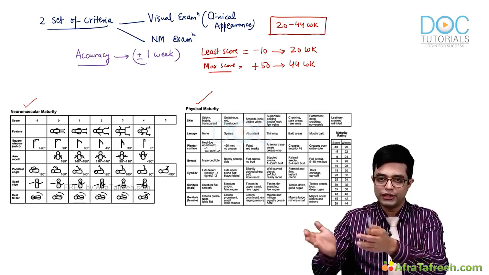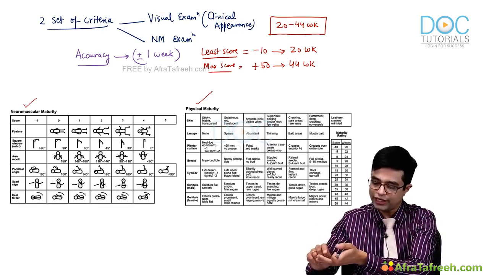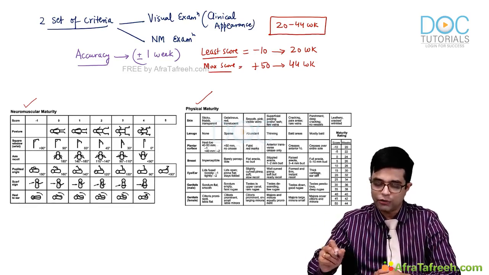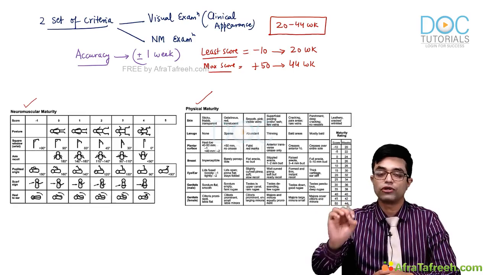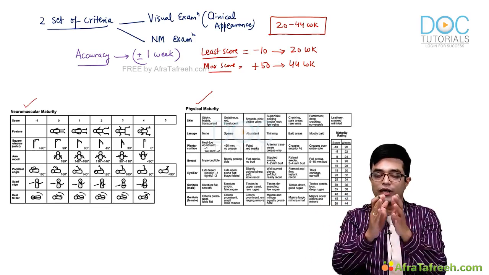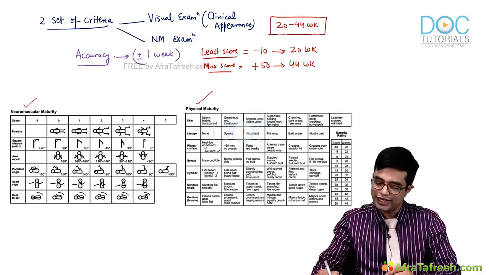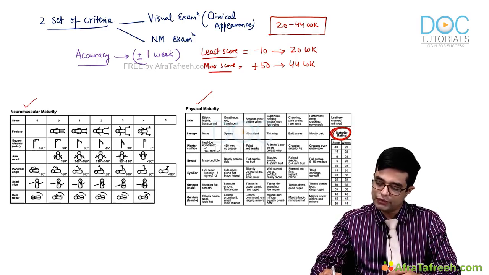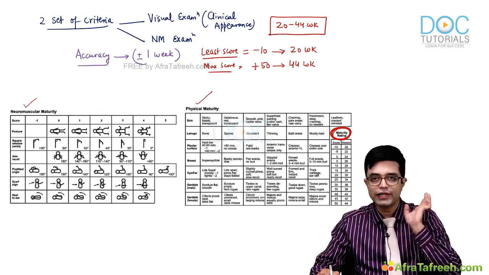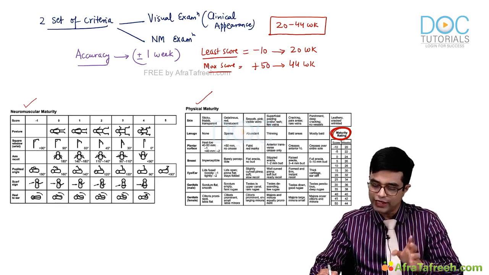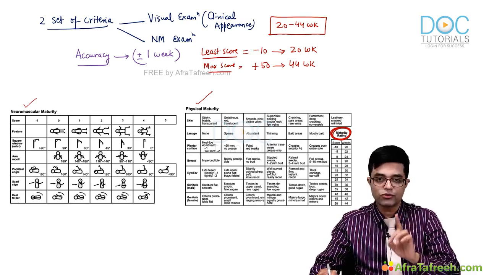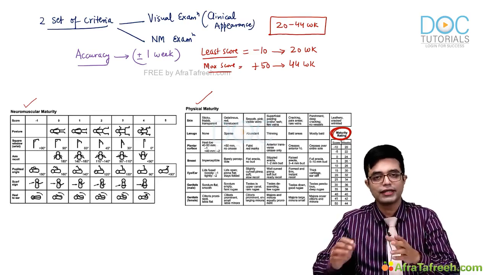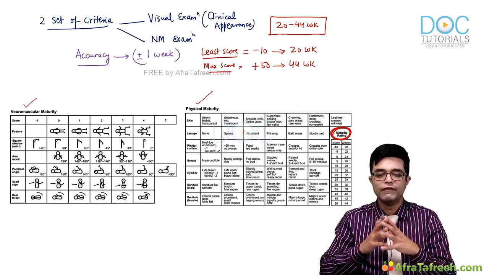All you do is, you have a kid in front of you, you check for each parameter and keep on writing what is the score for that parameter. In the end, you combine all the scores and look at this chart. Look at this maturity rating. If it is minus 10, the child is 20 weeks of gestational age. If it is minus 5, it is 22. If it is 0, it is 24. If it is 5, it is 26, and so on. So this is how we check.